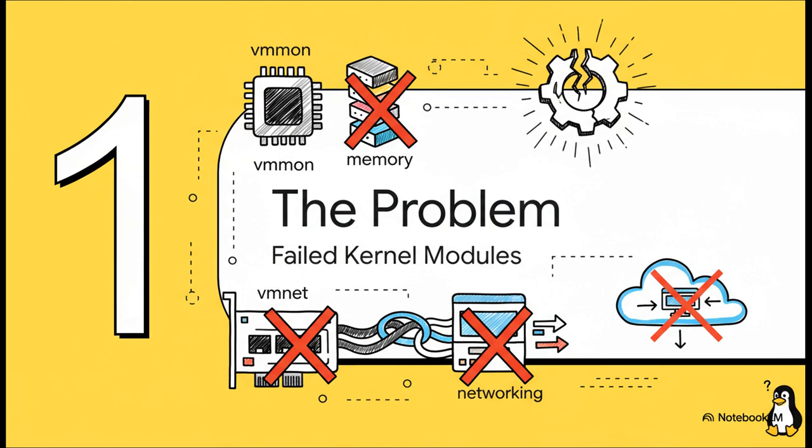Well, at the heart of it, VMware needs to build two small but absolutely critical pieces of software called kernel modules. You can see them right there, vmmon and vnet. Basically, vmmon is what lets your VMs talk to your system's memory, and vnet, that's the one that handles the networking. If they can't build, your virtual machines are going nowhere.